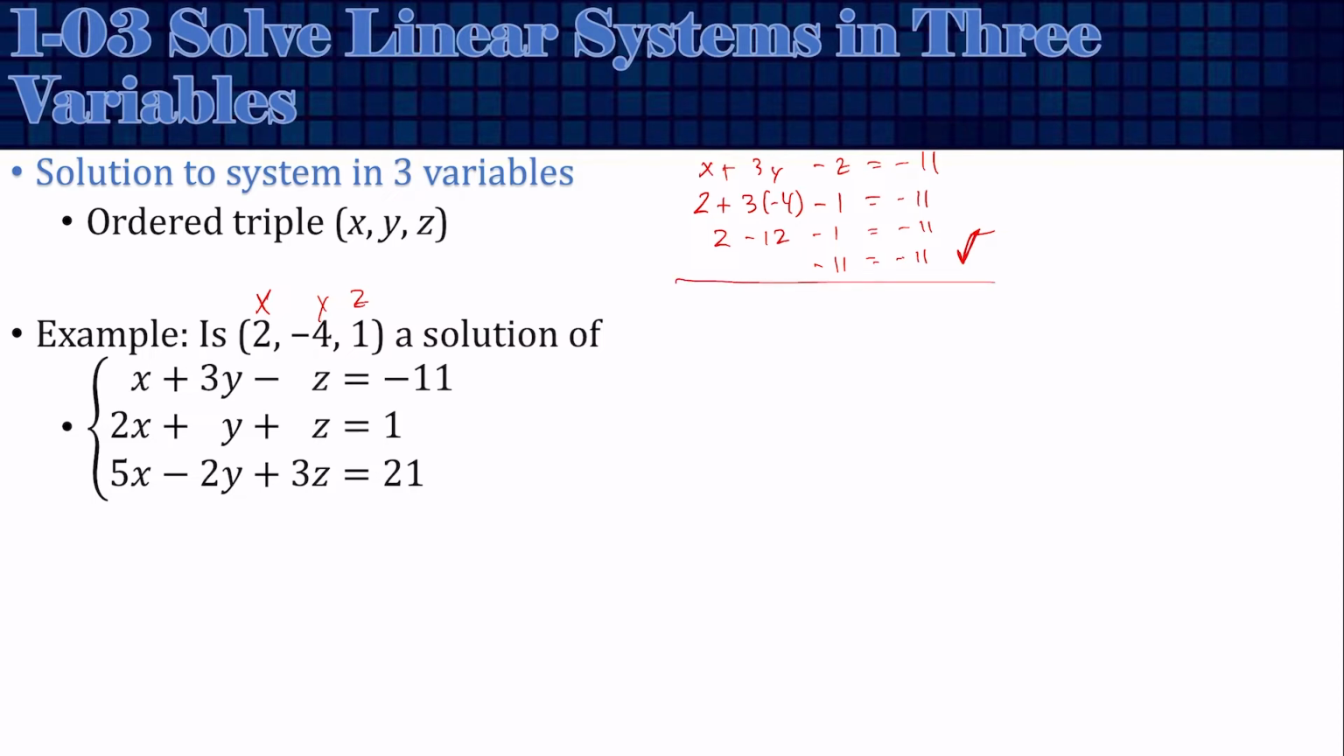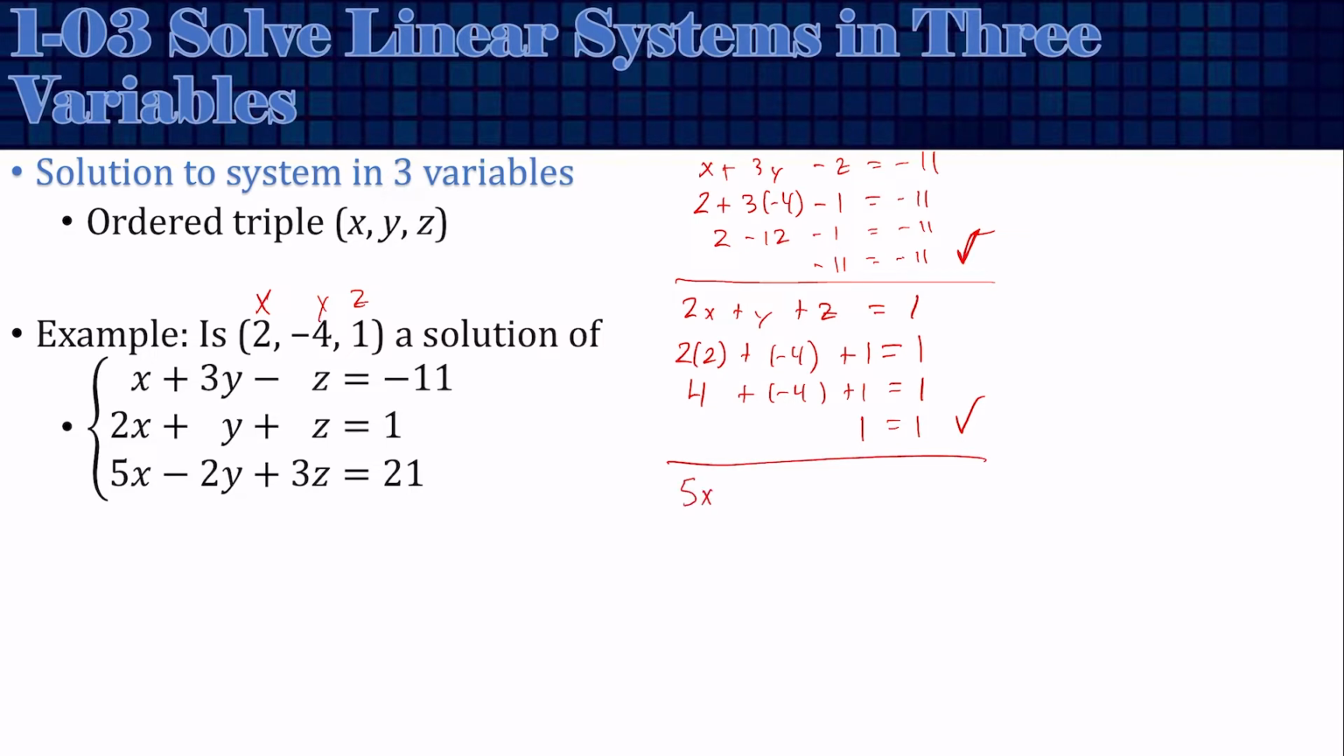Let's try the next one. 2x plus y plus z equals 1. Let's put the 2 for the x, the -4 for the y, and the 1 for the z. 2 times 2 is 4. So 4 plus a -4 is 0, plus 1 is 1. Look at that, 1 equals 1.